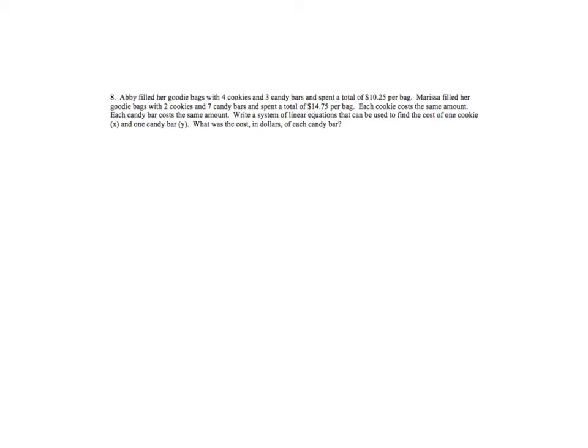Write a system of equations that can be used to find the cost of one cookie, x, so for the variable x, and one candy bar, which is y. What is the cost in dollars of each candy bar? So in this problem, it already defines our variables for us, being x equals cost of a cookie, and y being the cost of a candy bar.